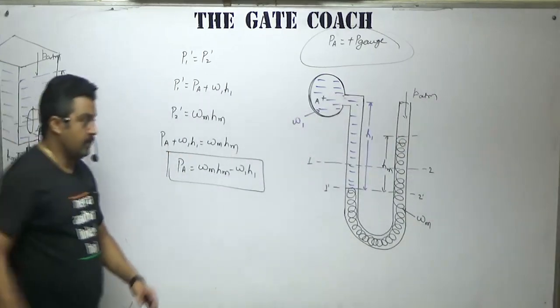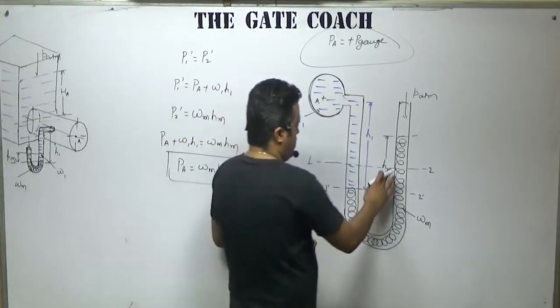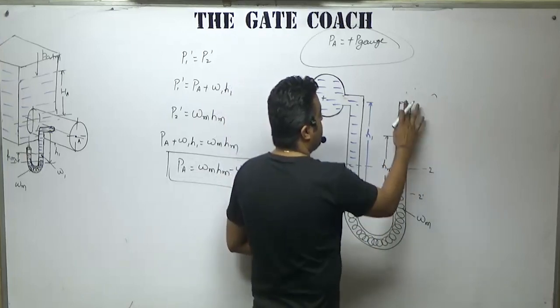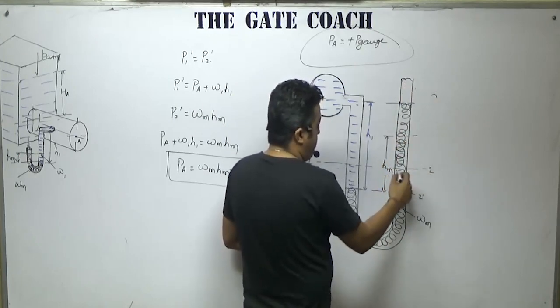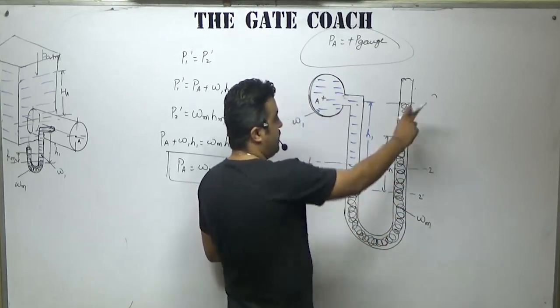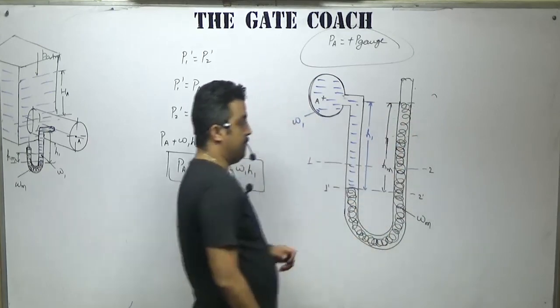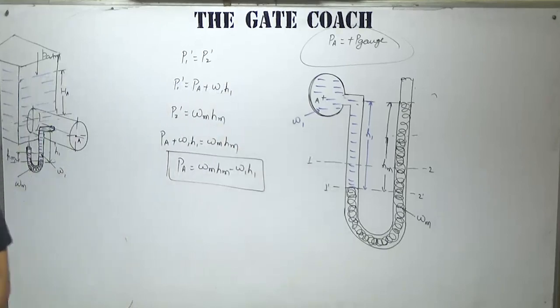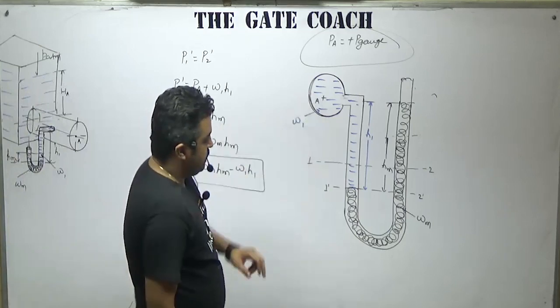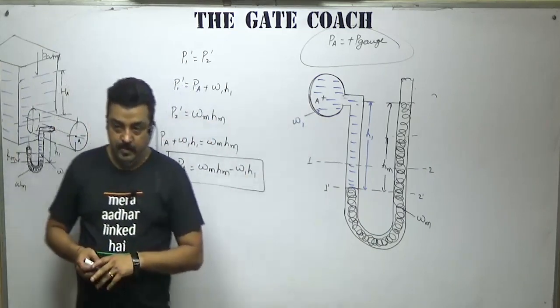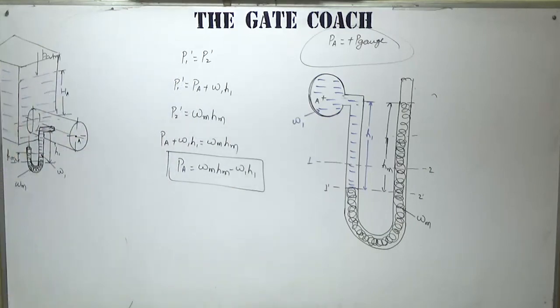And this is saying that the free surface of mercury is in level with the center of the pipeline. So first you have to calculate the value of PA. In this case, I think h1 and hm are the same, 10 centimeter. So tell me first the value of PA.